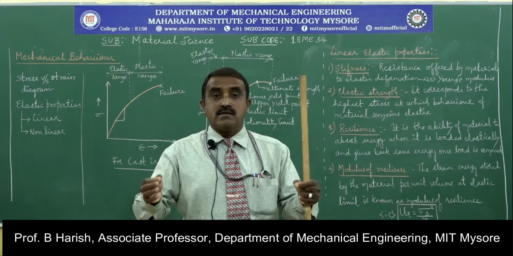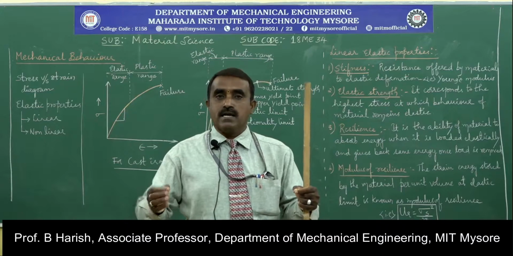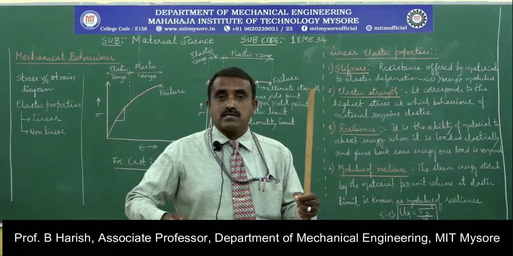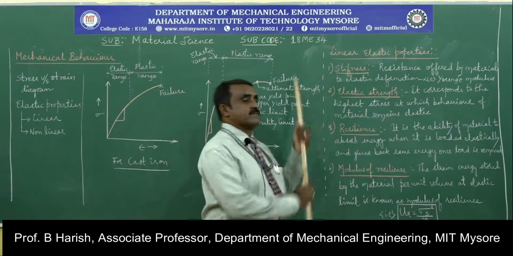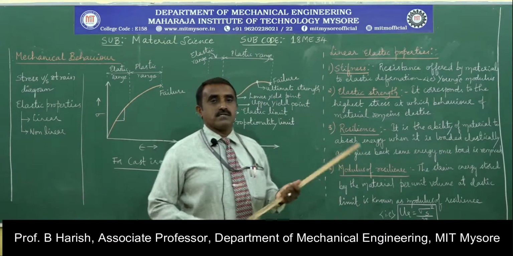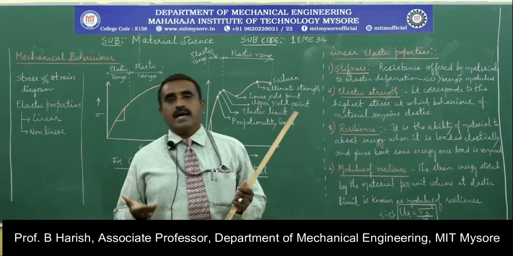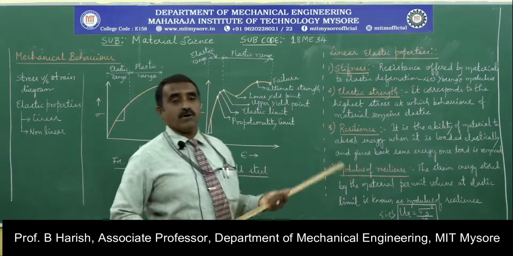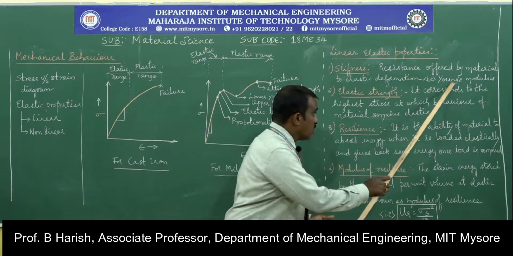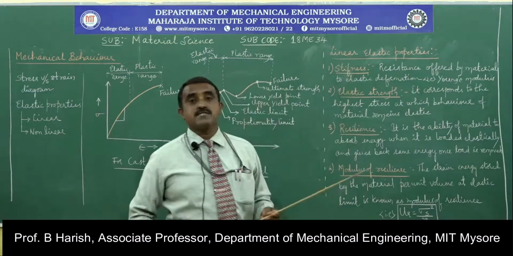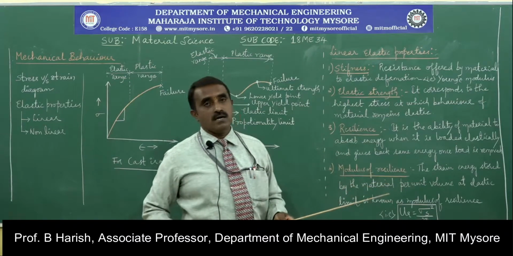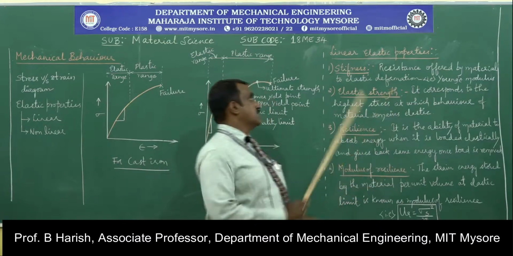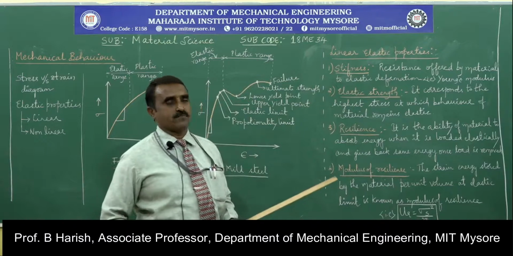The material will not easily accept that. It offers resistance. Any material you take offers resistance. That is called stiffness, the resistance offered by the material against elastic deformation. One more term we use for stiffness is Young's modulus. So stiffness is also called Young's modulus. That is the first linear elastic property.